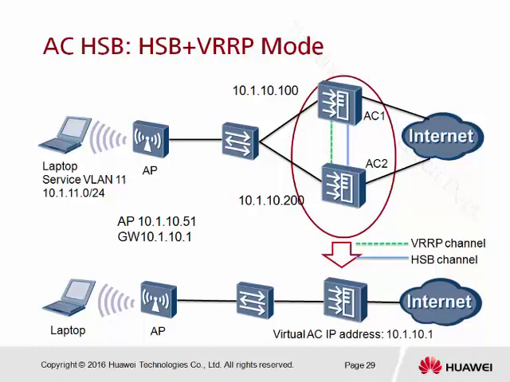For the AP, we do the same thing. I'm going to statically configure the AP IP address. If we use 10.1.10.51, the gateway we point to is this virtual IP, 10.1.10.1. This will become the virtual IP that we configure later with VRRP on AC1 and AC2.